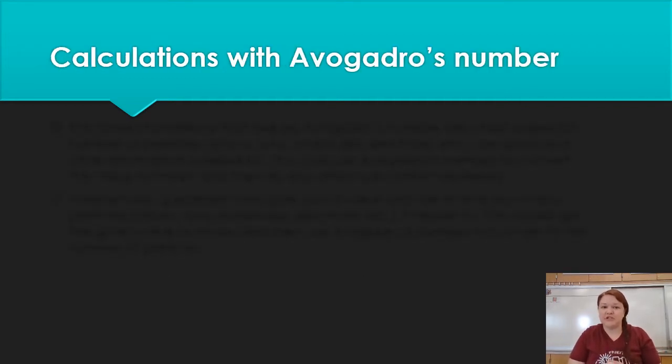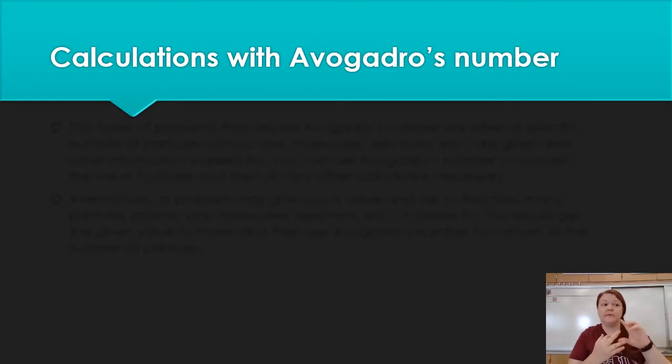So calculations with Avogadro's number. Now that we have the number, we can do some calculations with it. We can add it to our toolbox. So some things that you've already done in chemistry that you kind of have in your toolbox already is we know how to find molar mass and relate the molar mass to grams. So we can convert between the mass and the grams of a substance.